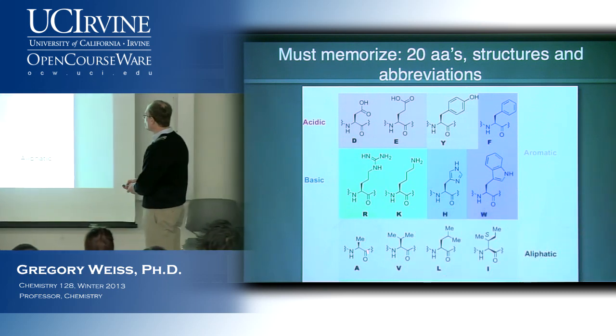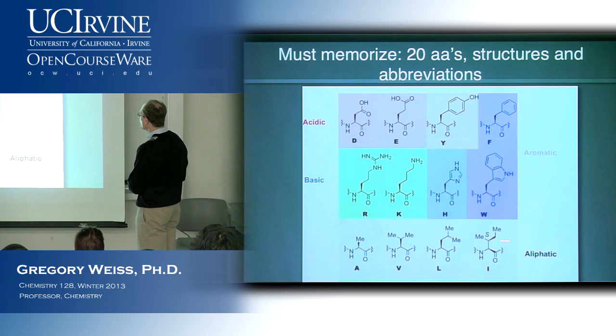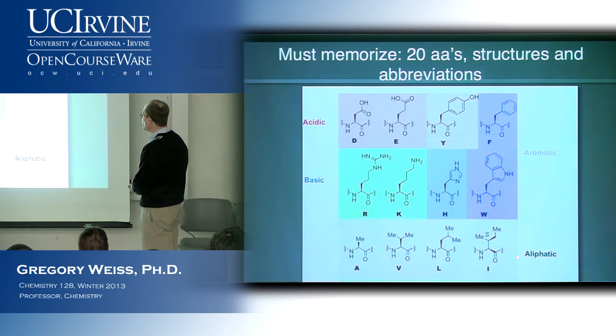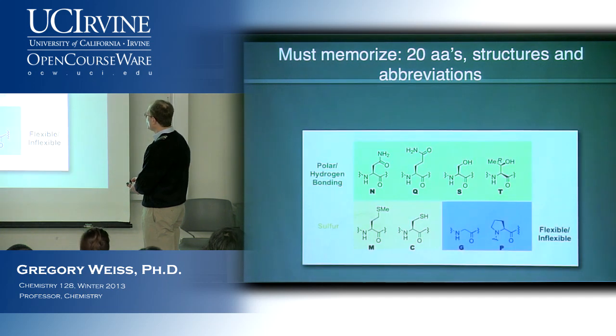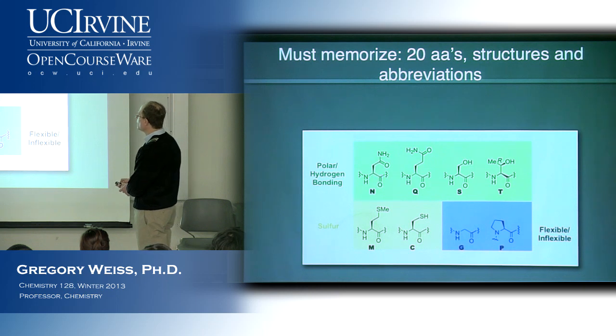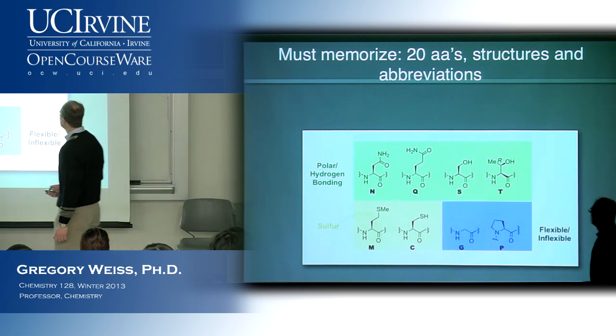In addition, there are other functionalities that are fully hydrophobic. These are the aliphatic amino acids shown here. And then the last of our 20, there are some that contain sulfur. This includes methionine and cysteine. And then some other ones that are hydrogen bonding polar amino acids.